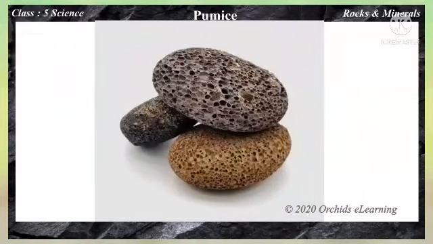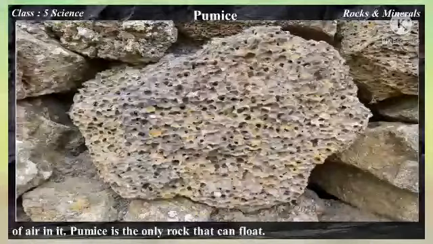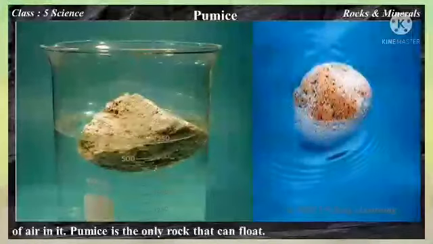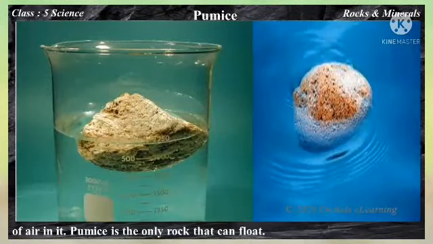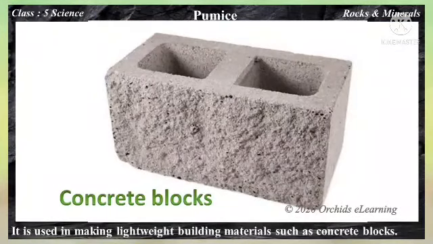Pumice. It is porous or full of holes and is formed from the lava that is frothy with a lot of air in it. Pumice is the only rock that can float. It is used in making lightweight building materials such as concrete blocks.